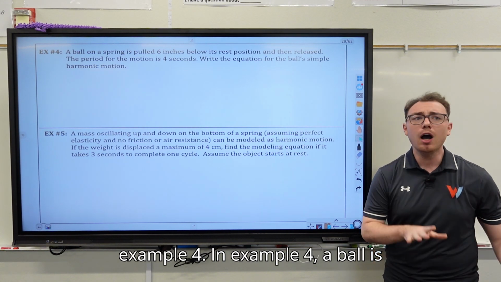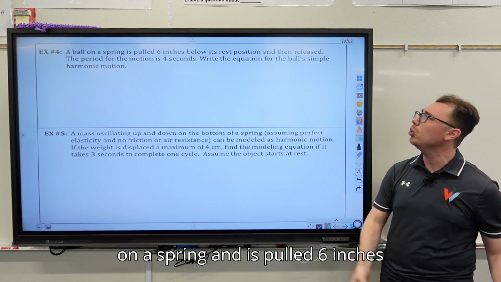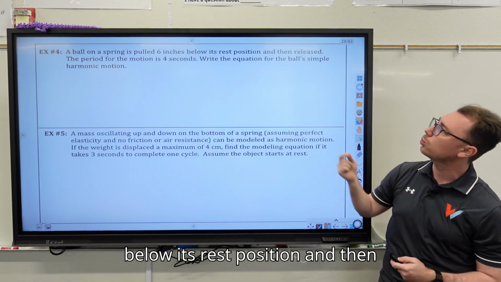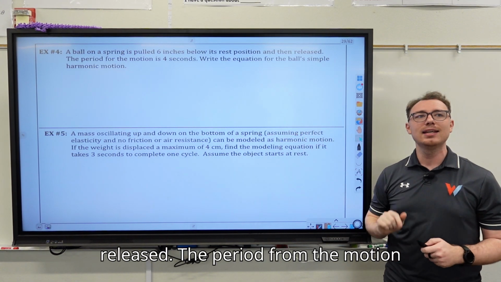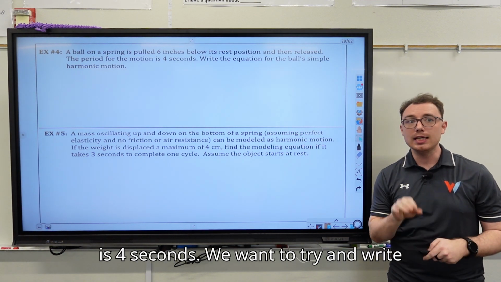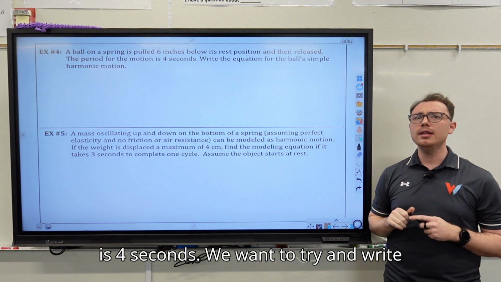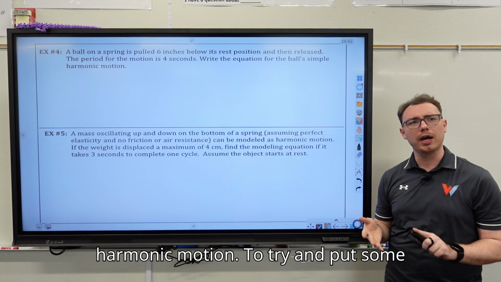In example 4, a ball is on a spring and is pulled 6 inches below its rest position and then released. The period of the motion is 4 seconds. We want to try and write the equation for the ball's simple harmonic motion.